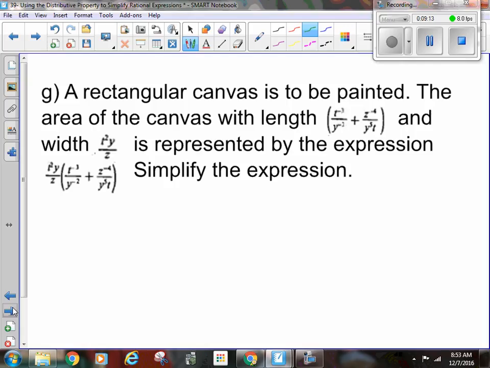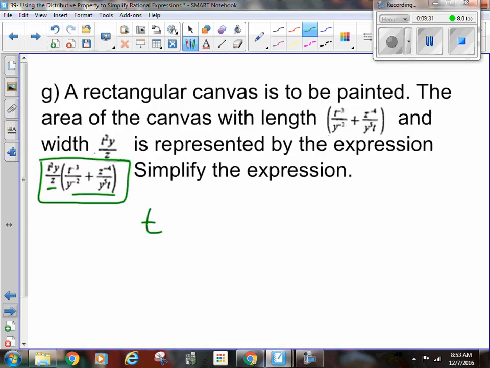A rectangular canvas is to be painted. The area of the canvas with a length of that expression and a width of that expression is represented by this. And this is just saying length times width. Here's our width, here's our length. Simplify the expression. All right, so we have a t squared and a t to the negative 3.